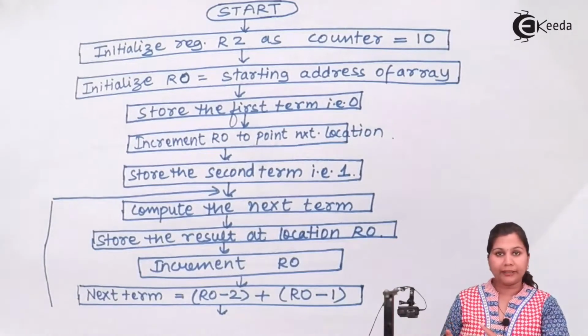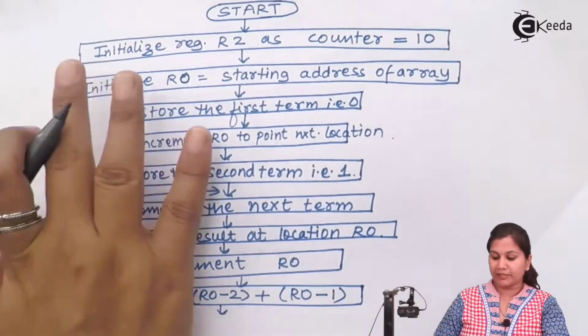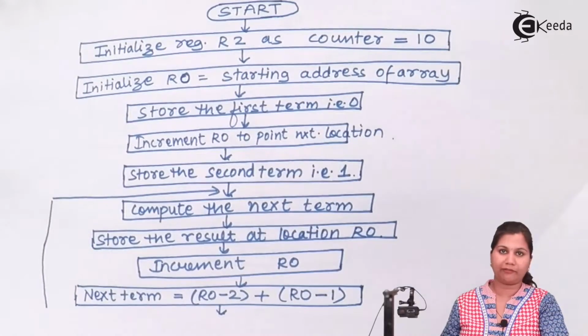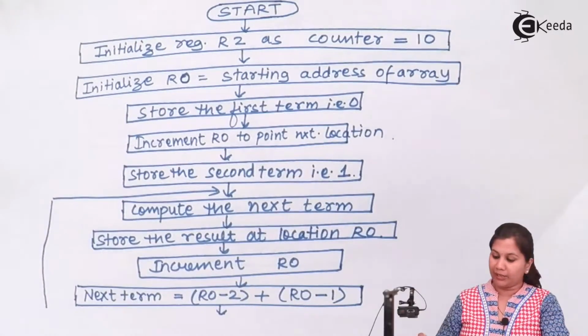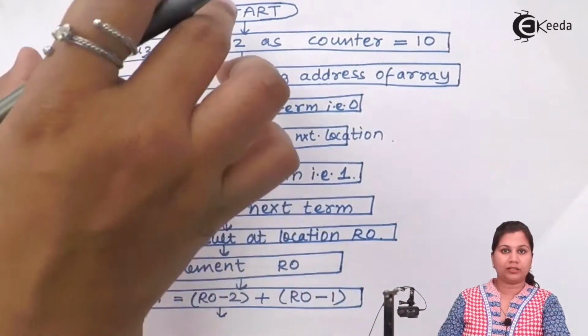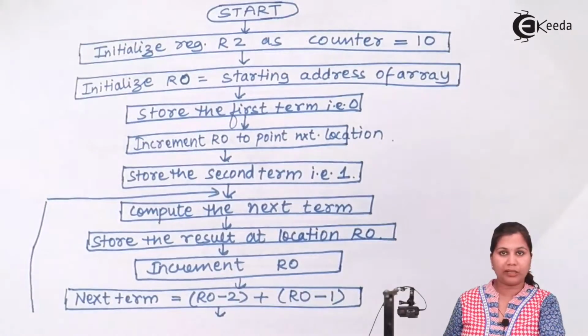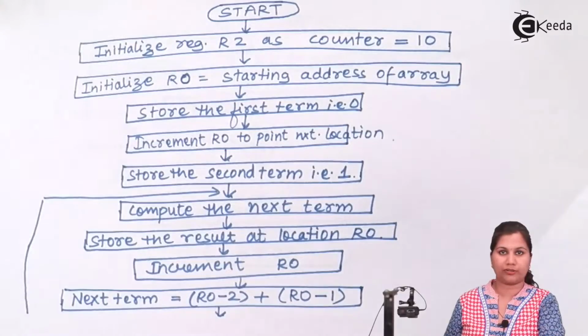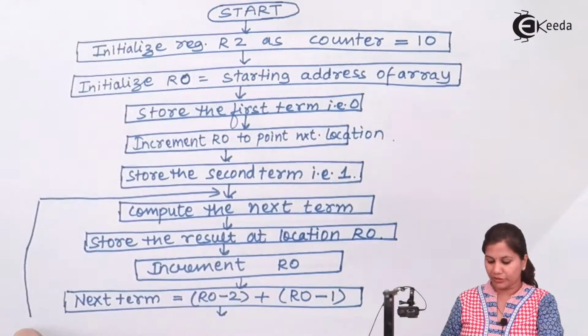Now, to write the program, what we will do, we will replace all these blocks with the instructions of the 8051 microcontroller. The steps will be the same, the sequence will remain the same, we just replace these blocks by the instructions. So let's write the program.